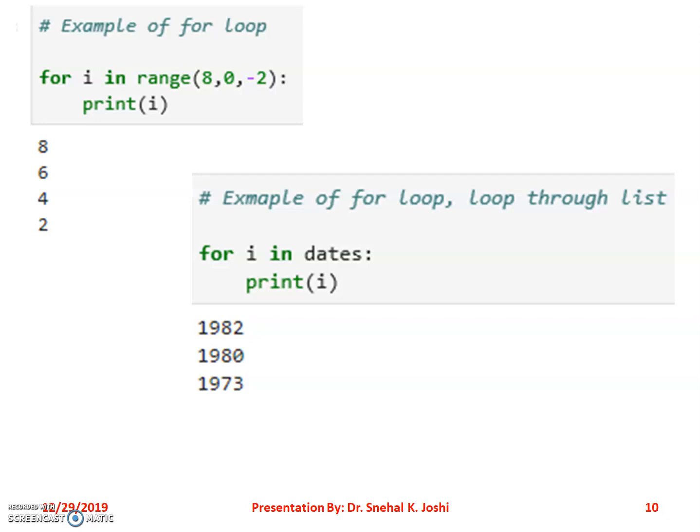In the first example, range is from 8 to 0 and the iterative value is -2, hence it will decrease. So in decremental order, it will generate the sequence. So from 8 down to 2, it will generate, because 0 is the end point, so it will not include 0 here. Okay, so the output is also shown here, and you can view that.